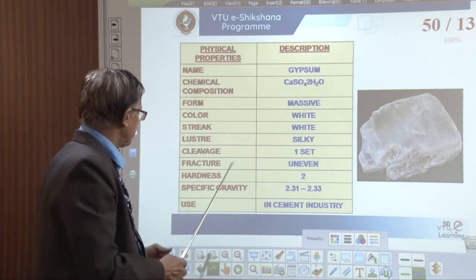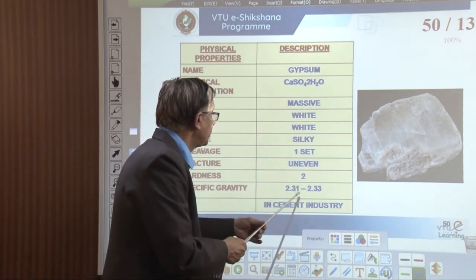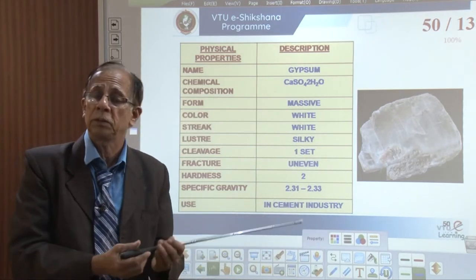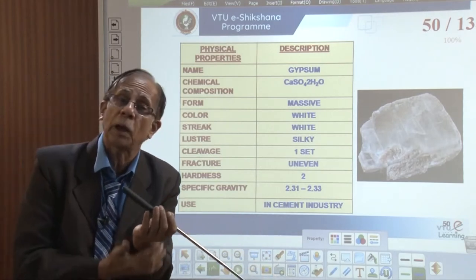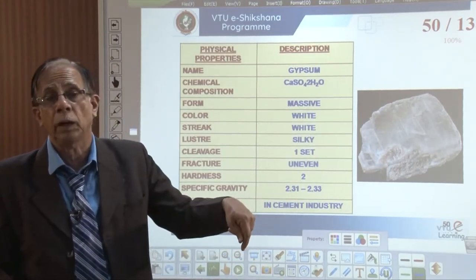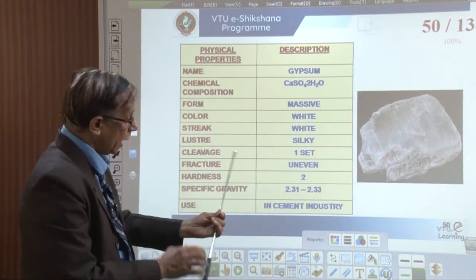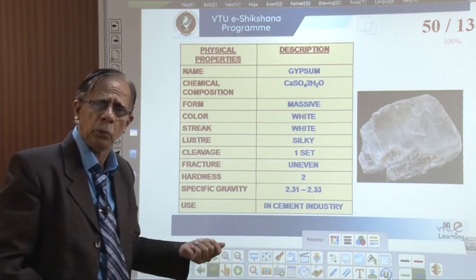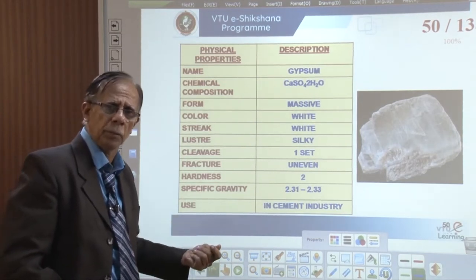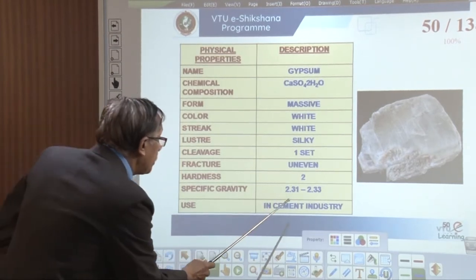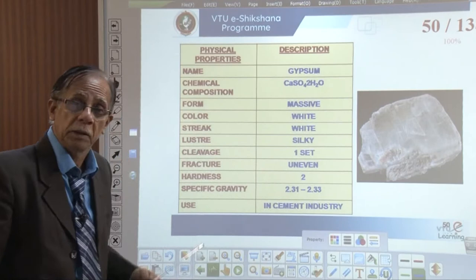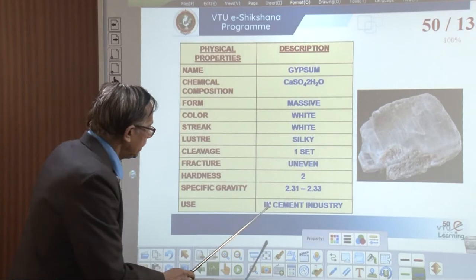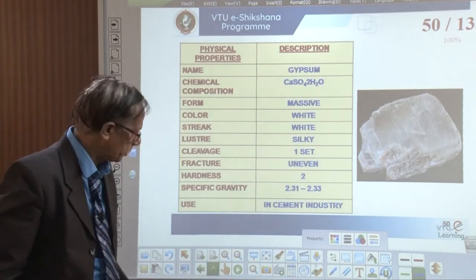Specific gravity is 2.3. Another wonderful property. I have to apply this as a plaster. If that material is heavy, and the doctor advises me to remain with that plaster for 3 weeks, unnecessary heaviness would be uncomfortable. The wonderful property is the low specific gravity. Therefore, it is friendly to use. That is why, in the cement industry, it is widely used.